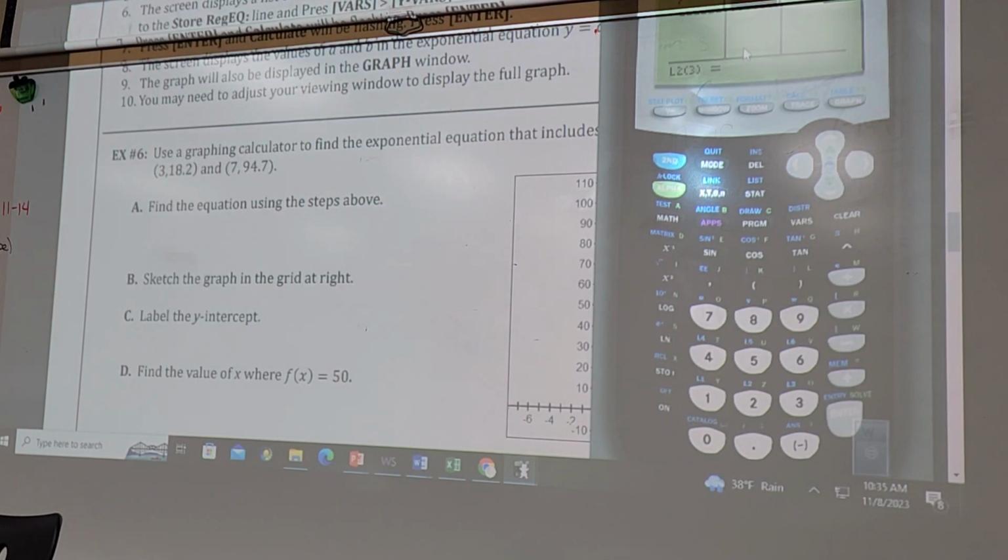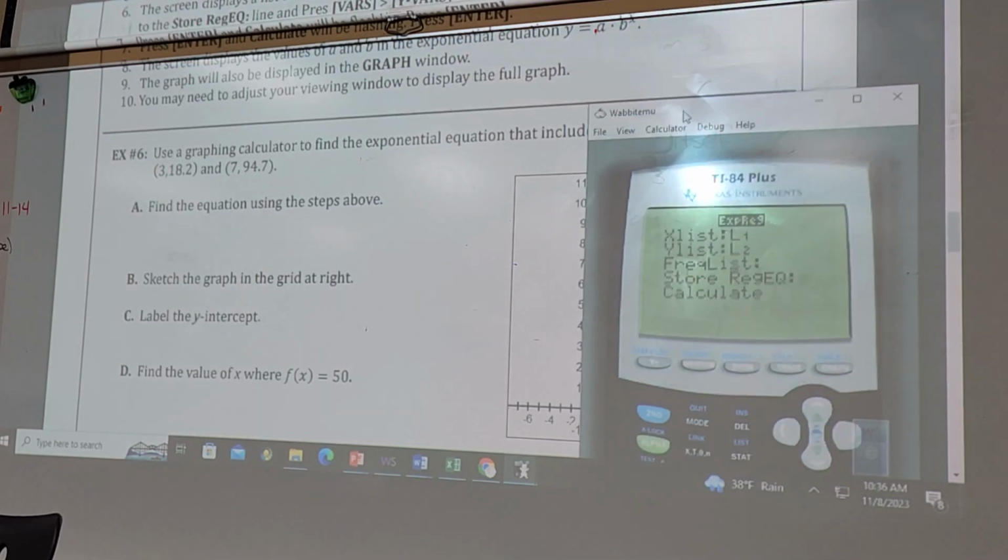Okay. Now I get to learn too. I'm going to hit stat, calculate, exponential, right? We're going to use this a lot this year. If I need to find a cubic, I do cubic. If I want a quadratic, I do quadratic. If I want linear, I do linear. It's all there. Exponential reg. Let's try this store thing.